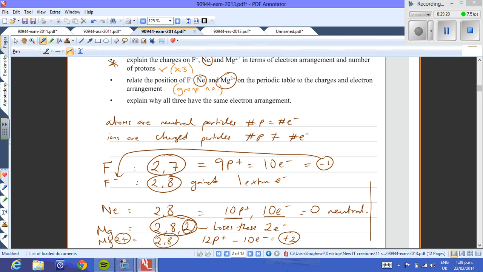And then explain why all 3 have the same electron arrangement. Well, they all have the same electron arrangement because they have the same number of electrons available to arrange, and the arrangement is always 2 in the first shell and then 8 in the second shell if you have 8.